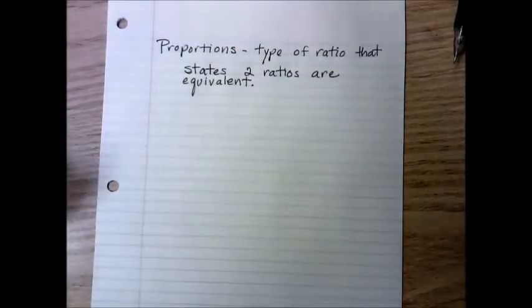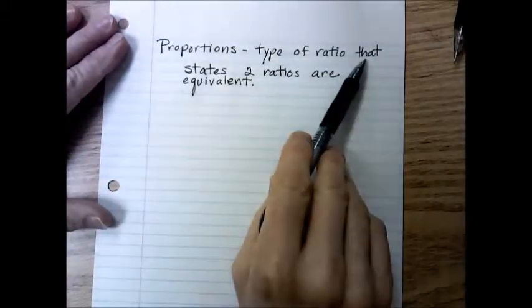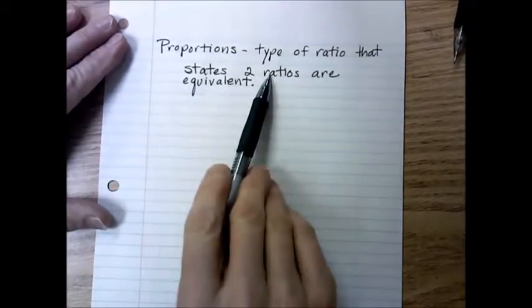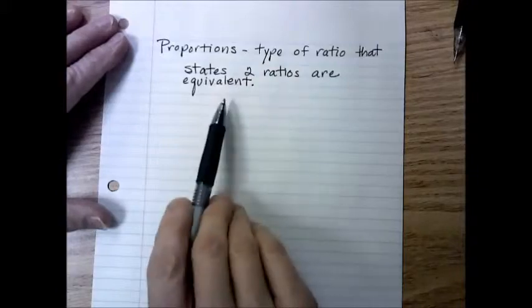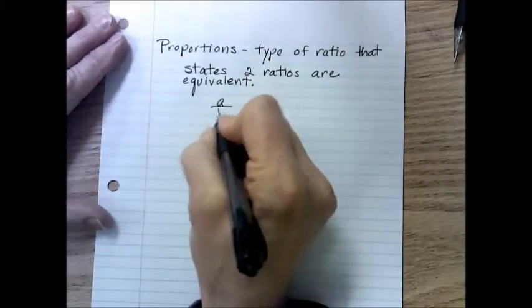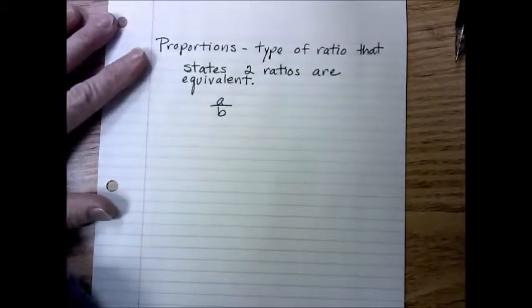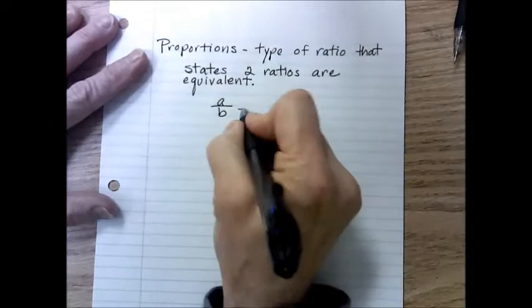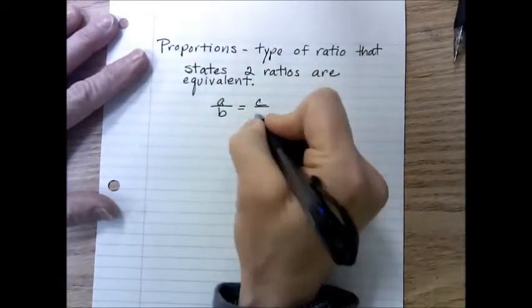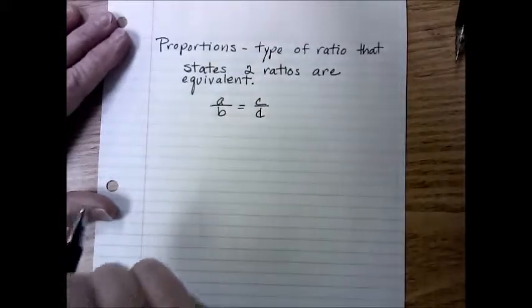All right, here we are to talk about proportions. And a proportion is a type of ratio that states that two ratios are equivalent. So remember, a ratio in fraction form is just A over B. So if the proportion says that two ratios are equivalent, that would be the same as saying that A over B equals C over D.